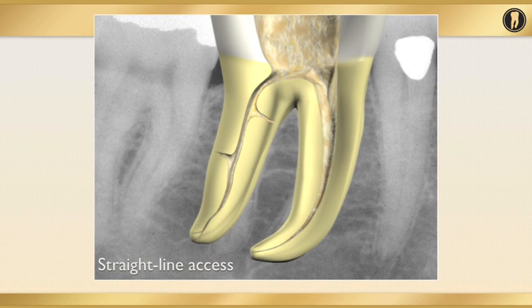Removal of this dentinal wedge of dentin debris will allow us straight line access into the canal space so that the file can instrument the entire length of the canal system from the coronal aspect to the apical aspect with straight line access in the most efficient manner.